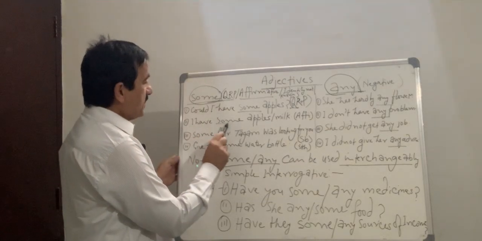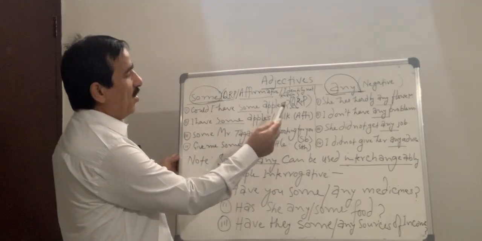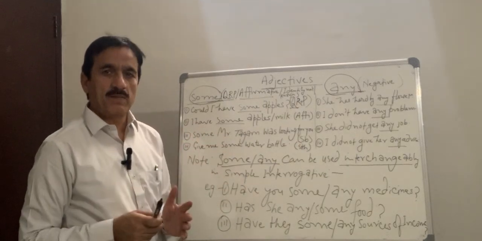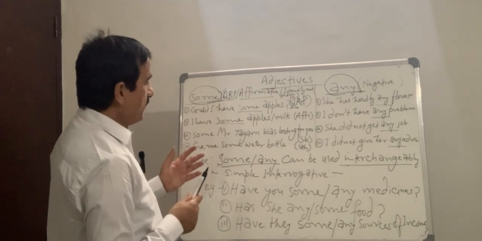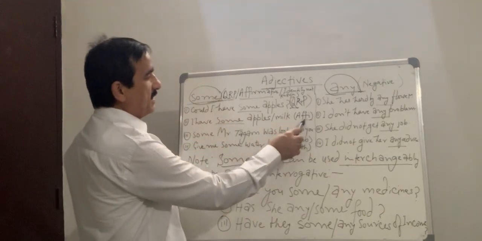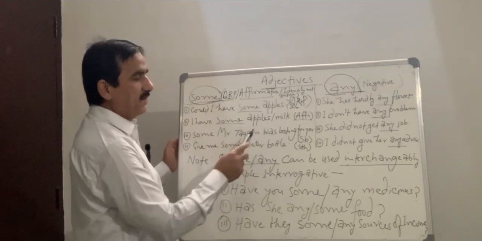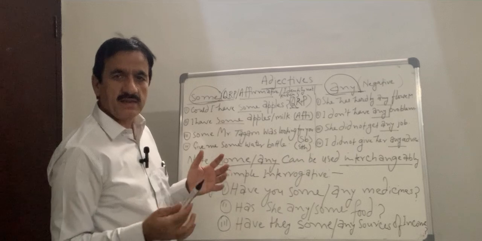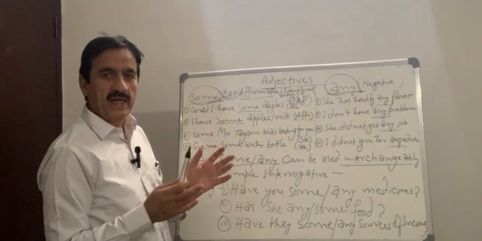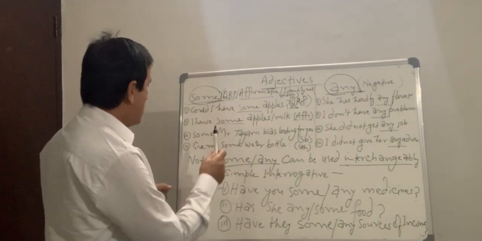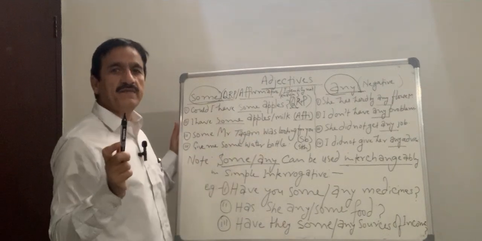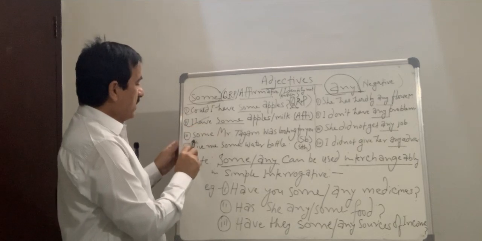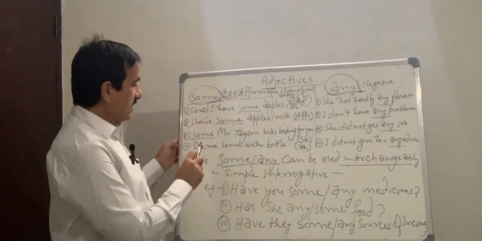I have some apples or milk. Whether it is countable or uncountable, some will be used in an affirmative sentence, and this is an affirmative sentence. It can be: I have some apples, I have some water. So both in countable and uncountable nouns, if the sentence is affirmative, some is used. Now, the next use of some.